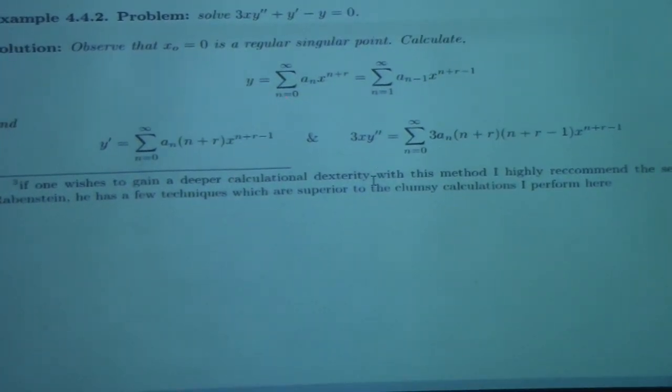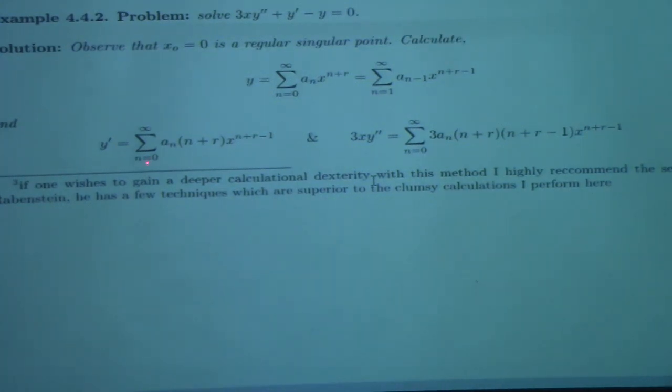Anyway, so here's my y. By the way, we can re-index this sum to be the sum from n equals 1 to infinity of a sub n minus 1 x to the n plus r minus 1. Do you guys agree that these are equal? Where does this one start? It starts at a sub naught x to the r. Where does this one start? a sub naught x to the power r. You can make an explicit substitution and see that those are in fact equal. I just re-indexed the sum.